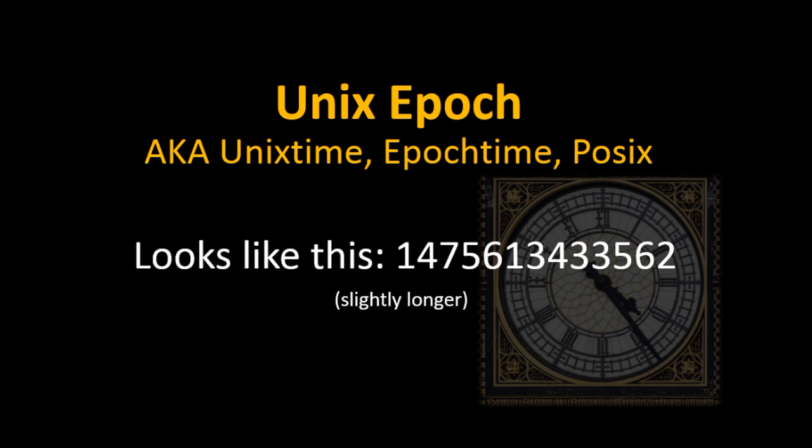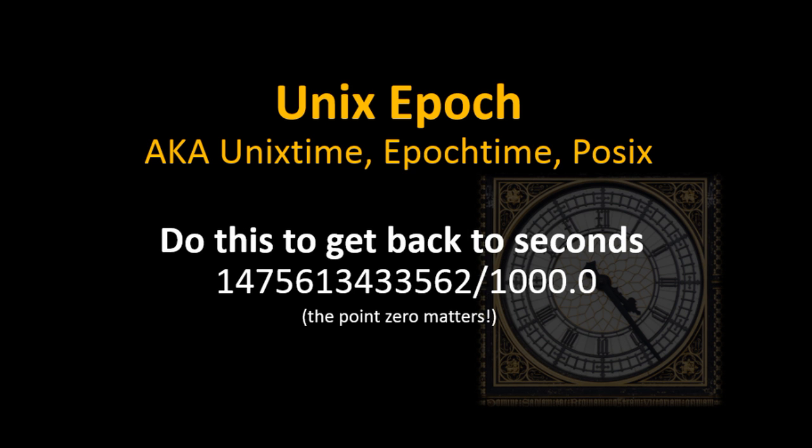Most programming languages have a function that can convert the Unix epoch from seconds to a more human-readable date. However, this is not true for the milliseconds version of the format. To get around this, you could just convert the milliseconds to seconds first by dividing by 1000.0.